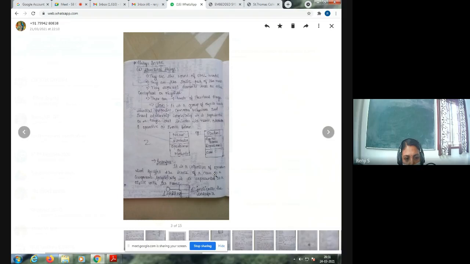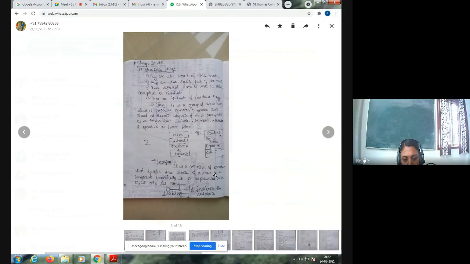Now, structural things include, first one, class. A class is a group of objects having identical properties, common behavior, and shared relationship. Graphically, it is represented as a rectangle that includes its name, attributes, and operations, as shown in this figure. You can see that it's a rectangle with three compartments. The first compartment represents the name of the class, the second compartment represents the attributes, and the third compartment represents operations or methods of the class.